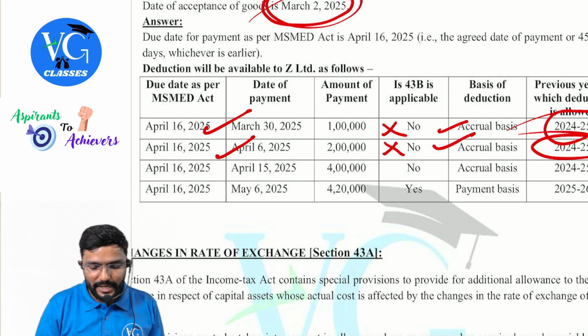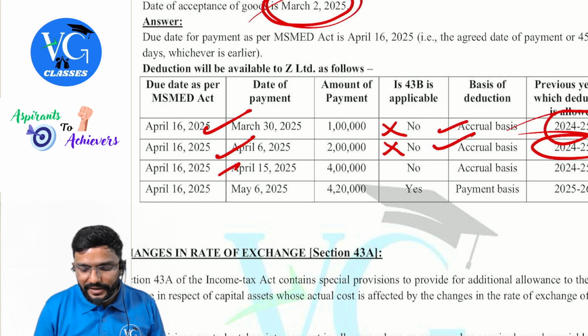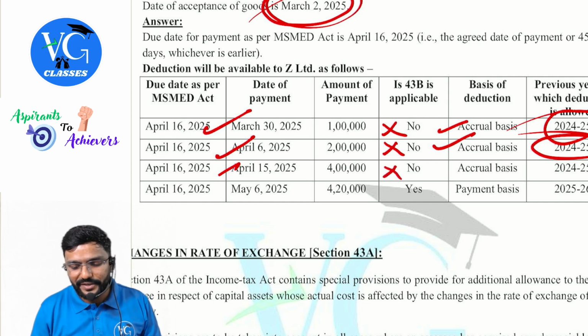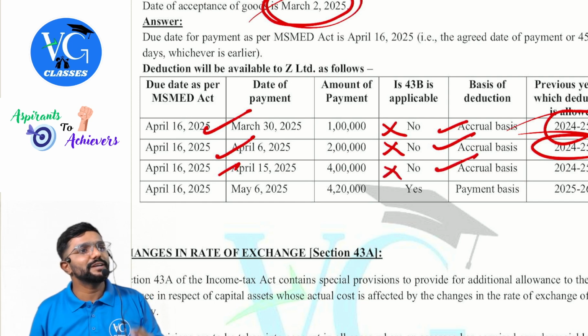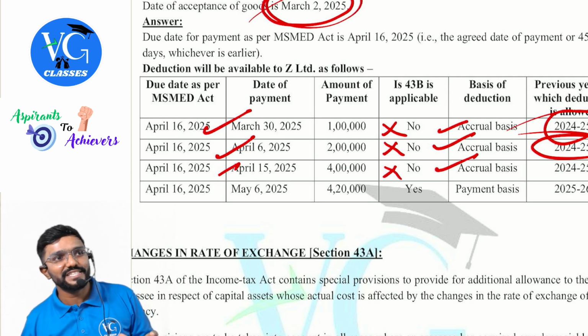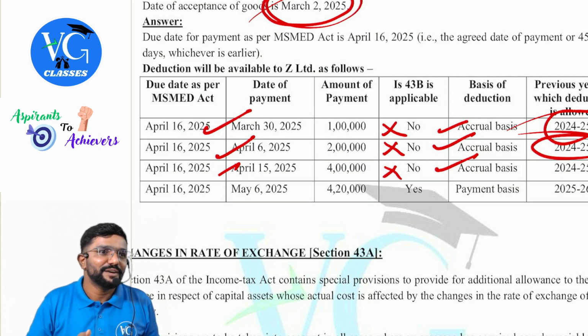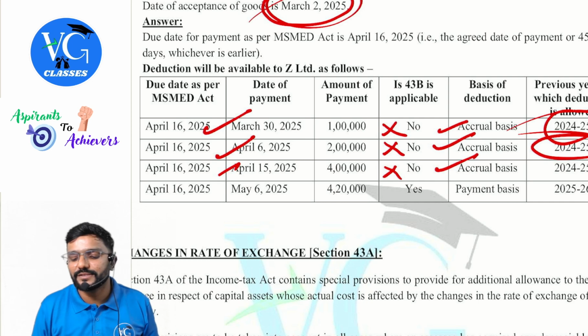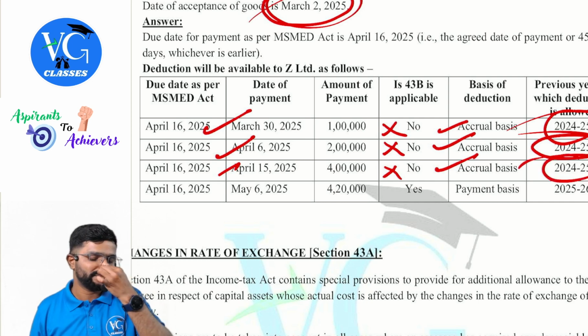Yes. Next, April 15th. Again within the due date. 43B is not applicable. Can I claim it on accrual basis? Yes. Accrual means even though payment is made next year, it was accrued during the previous year. Can I claim it? Yes, for 24-25.